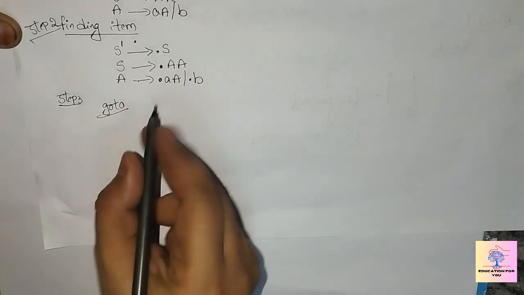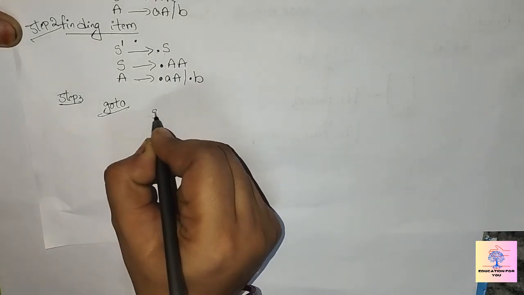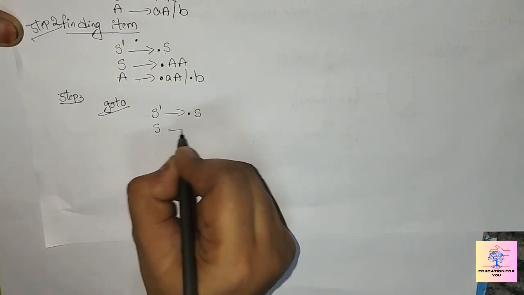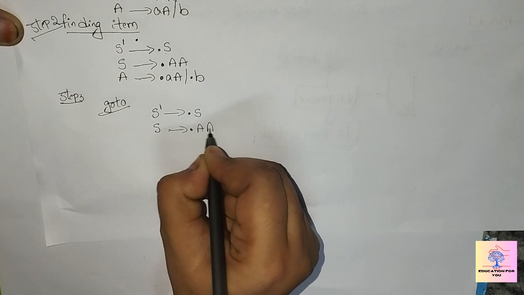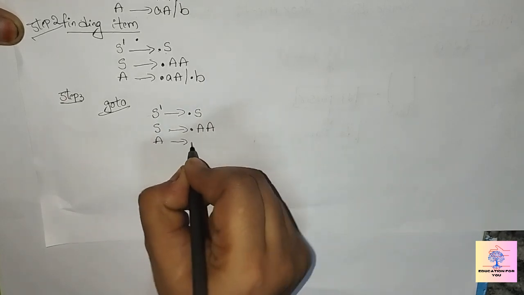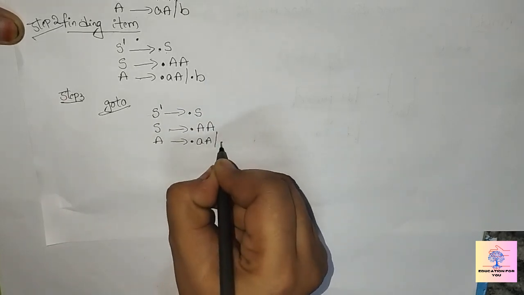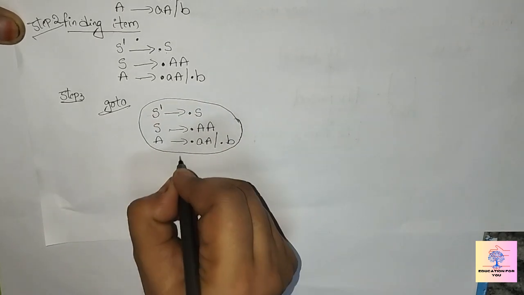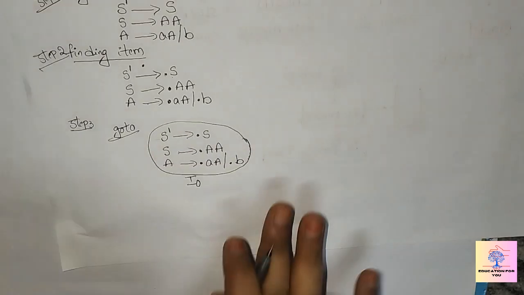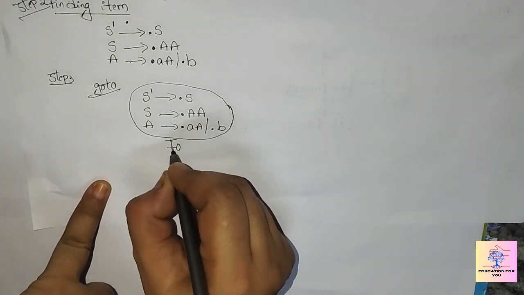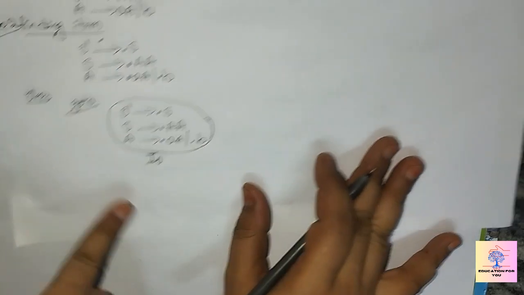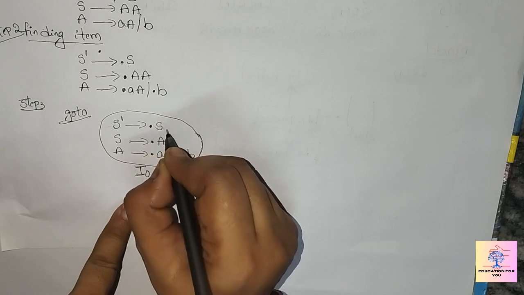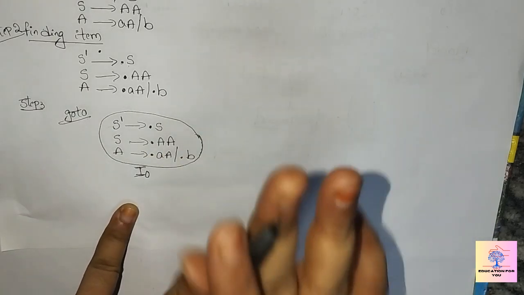First I am going to take as it is: S dash goes to dot S, S goes to dot A, A goes to dot a or dot B. Let us take this state as I naught. Make its name I naught. After that, this dot you have to shift to the last place. That is called the go to operation.